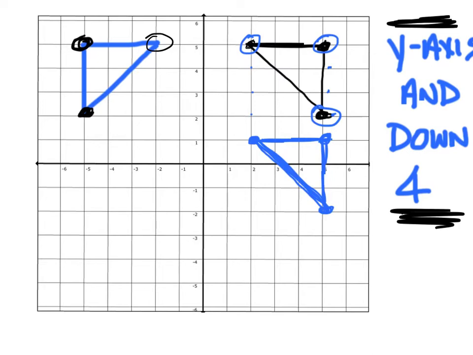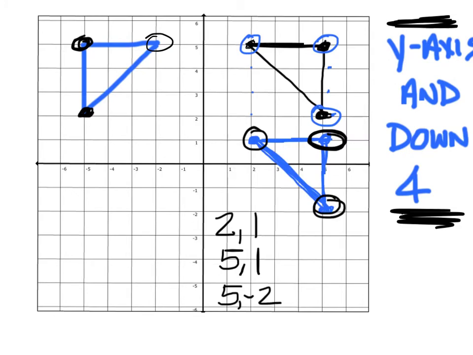So for this one, it is 2, 1. And then for this one, it is 5, 1. And for this one, it is 5, -2. What you would submit as an answer would be these 3 points.